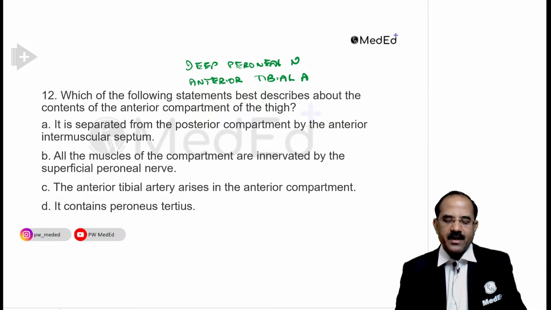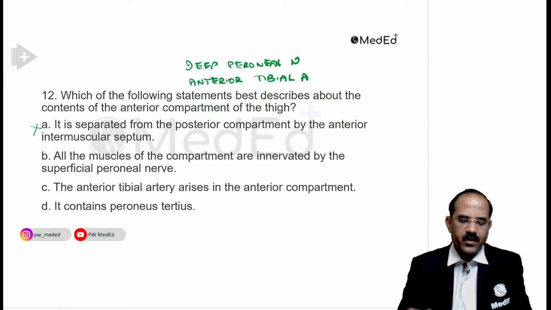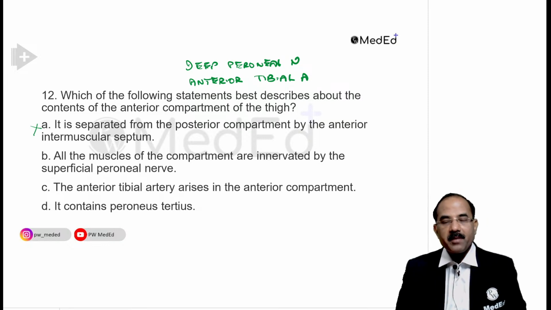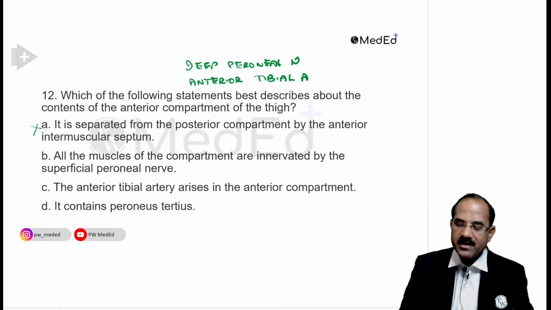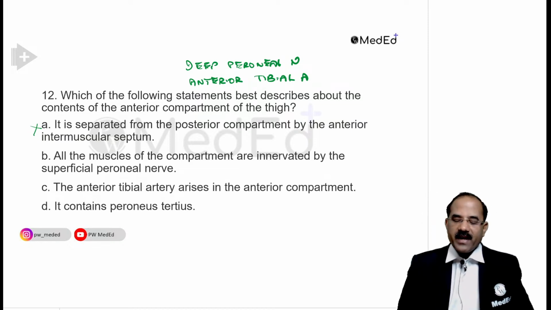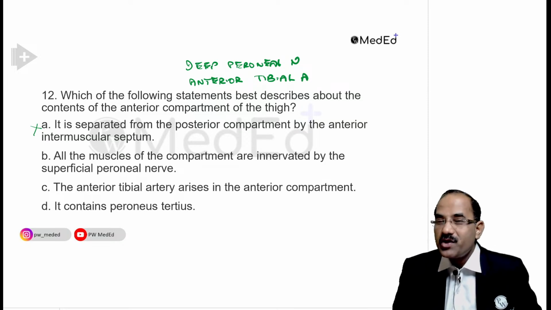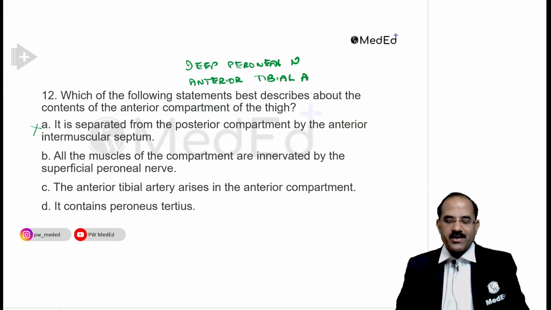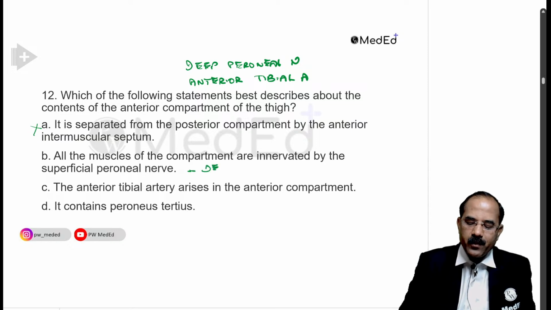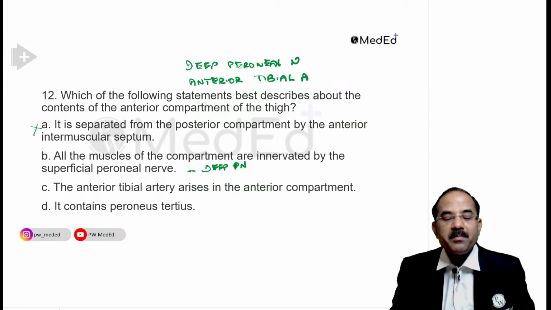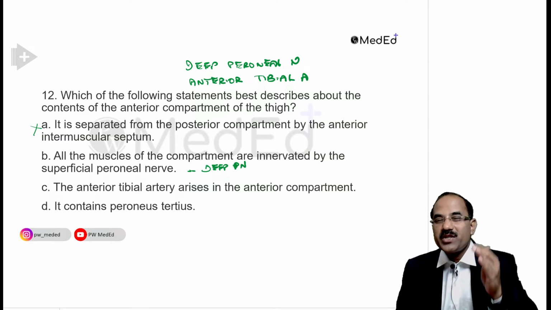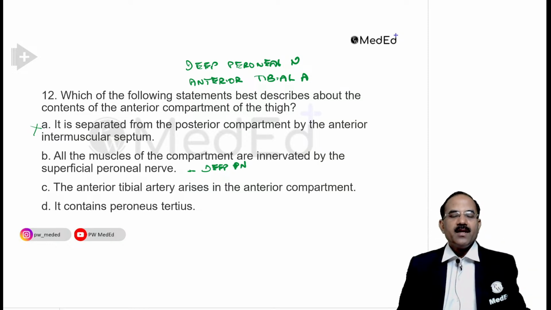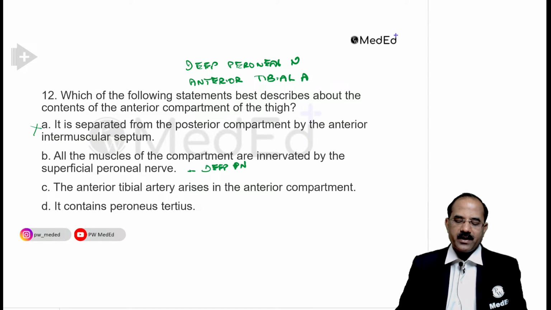Chalo, answer this now. Option A is wrong. It is separated from the posterior compartment by the anterior intermuscular septum? No, it's the lateral intermuscular septum. All the muscles of the anterior compartment are innervated by the superficial peroneal nerve. That's wrong. Which is the nerve here? That's the deep peroneal nerve. Superficial peroneal nerve belongs to which compartment? Any guesses, students? Lateral compartment. Superficial peroneal is a lateral compartment nerve.